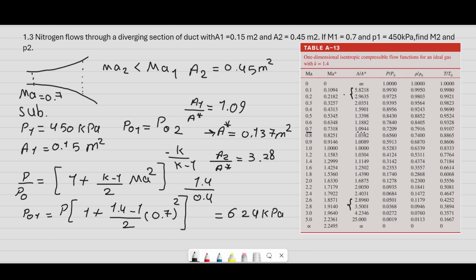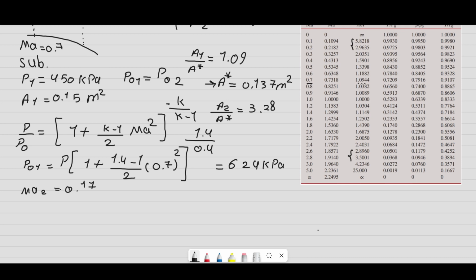And if we interpolate between these numbers, we see that Mach number 2 is going to be equal to 0.17. Now that we have the Mach number of the second section, we can use the same equation which we use for finding the stagnation pressure to find the pressure at the second section.